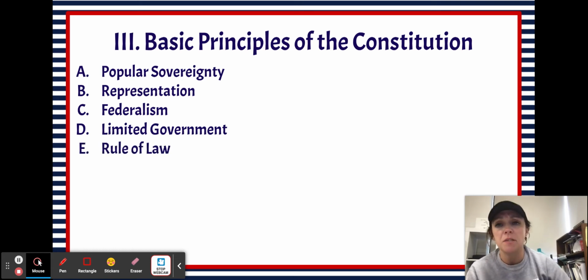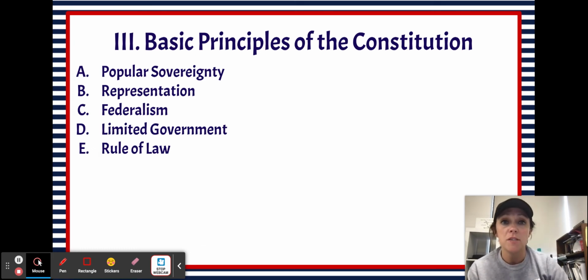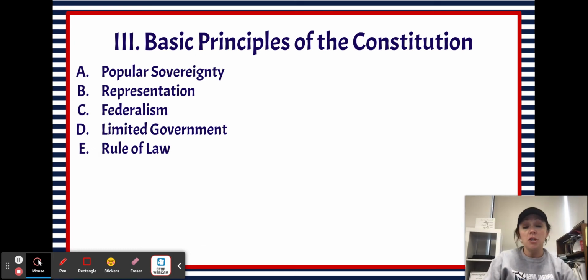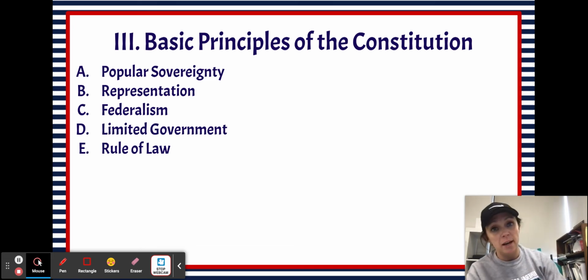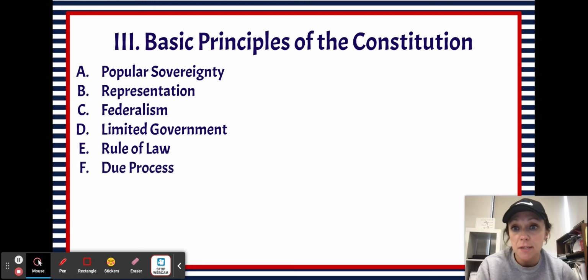We also subscribe to something called the rule of law. The rule of law tells us that everyone is subject to the law. Nobody in the United States is above the law. So it doesn't matter who you are, if you're Joe Schmo on the street, if you're Mrs. Petty teaching government, or if you're the president of the United States, you are subject to the law. If you break the law, you're going to suffer the consequences, okay?